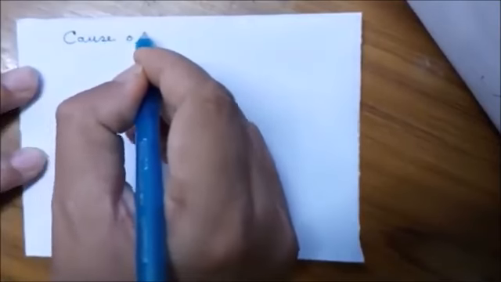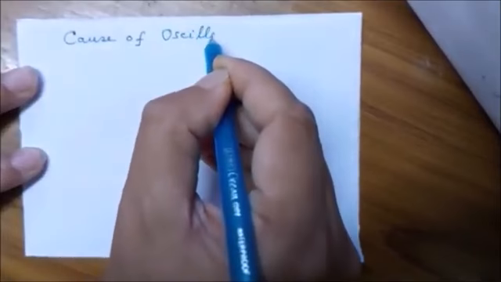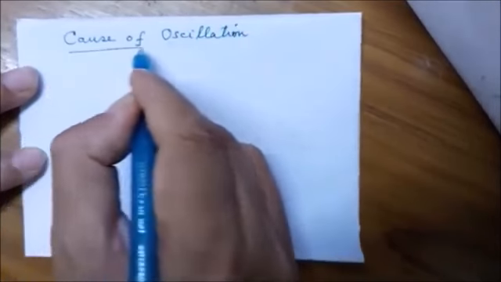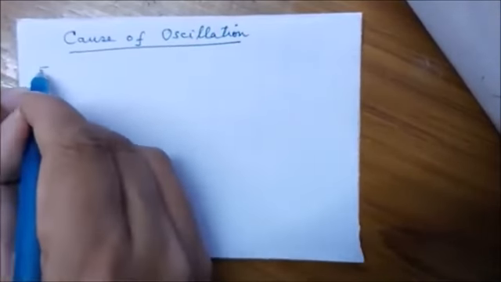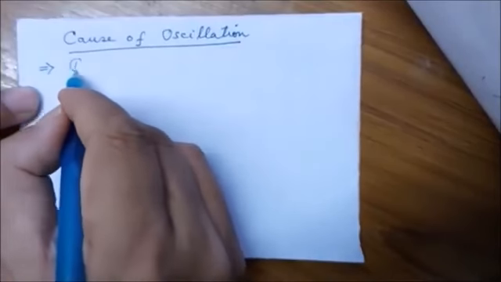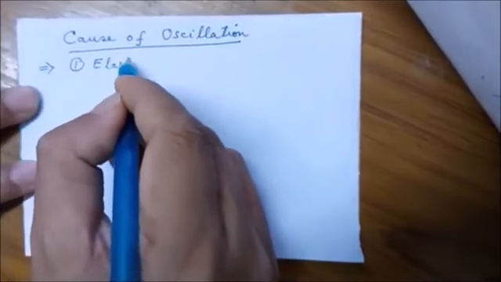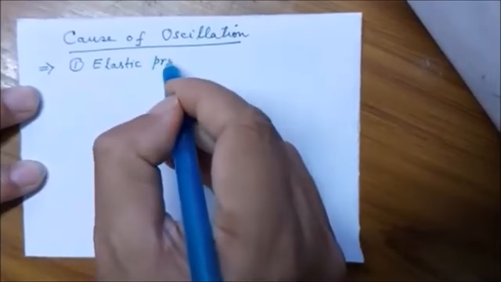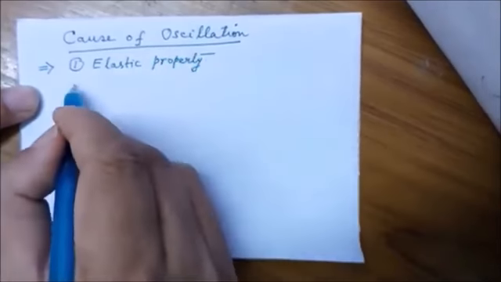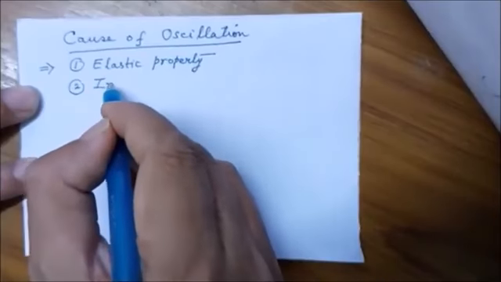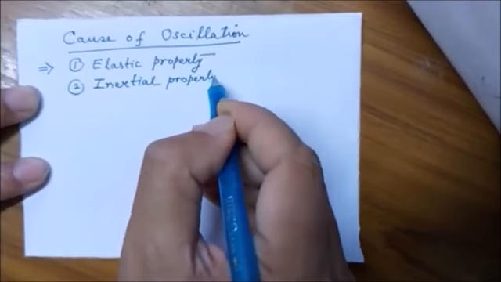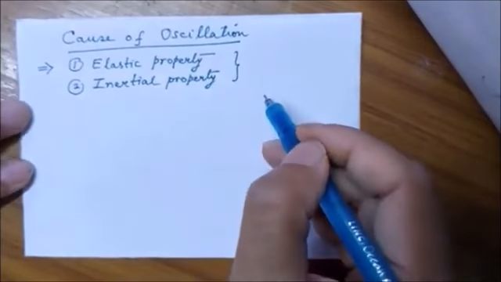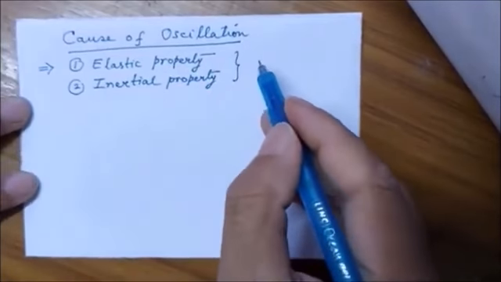Let us explore now the cause of oscillation. So what causes a system to oscillate? And the answer is straightforward. There are two reasons. One is the elastic property of a system, and we'll explain it. And the second cause is the inertial property which a system has. So due to these two properties, a system executes oscillation. So let us explain it.